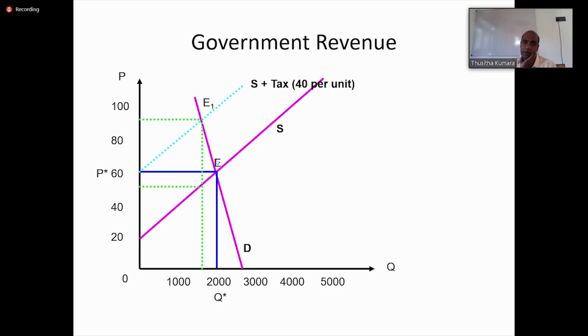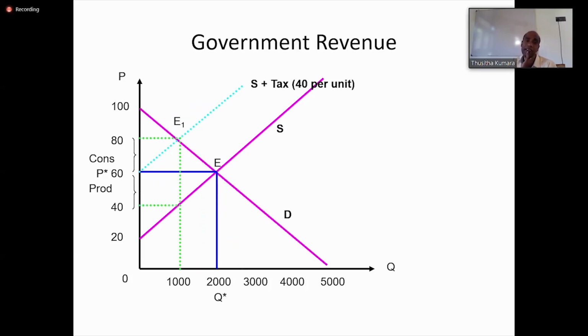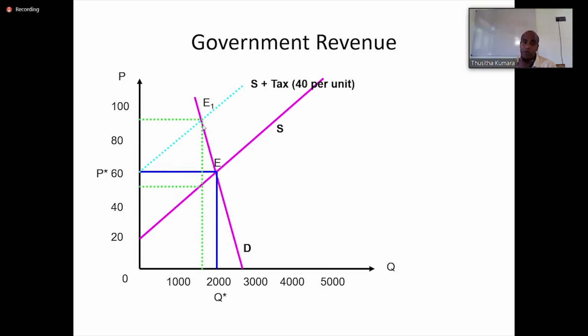Still tax will be 40, but see the amount selling in the market, 1,500. Then total tax should be this area, which is 1,500 multiplied by 40, which is 60,000. Right? Previous case, here it was 40,000, same 40 rupees per unit. Here also 40 rupees per unit, but total tax revenue to the government is 60,000.